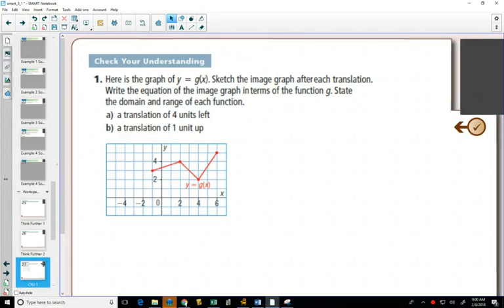So here is the graph of g of x. G of x, that's in function notation. So in function notation, usually they start with f of x. After they've used f of x for a while, it goes to g of x. It really doesn't matter what letter it is, but this is function notation. Now, sketch the image graph after each translation.